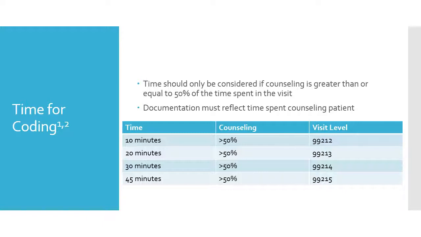Time is a factor for coding only when greater than 50% of the time is spent in the visit for counseling. So if the provider counsels the patient on smoking cessation for 20 minutes out of a 30-minute visit, then they would be able to code based on time instead of complexity, risk, and exam type. This provider would also be able to use the CPT code to bill for smoking cessation counseling. If the provider decides to bill based on the time spent in the room counseling the patient, they need to make sure that there's adequate documentation on the time spent and the counseling done with the patient in order to bill based on time.